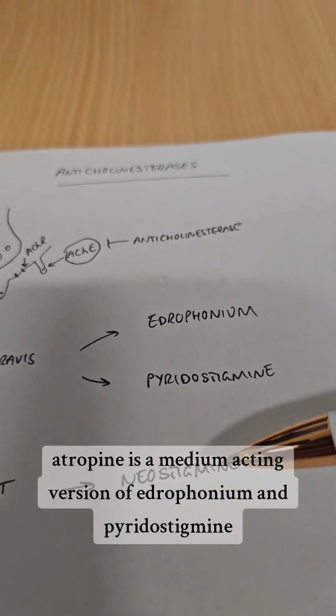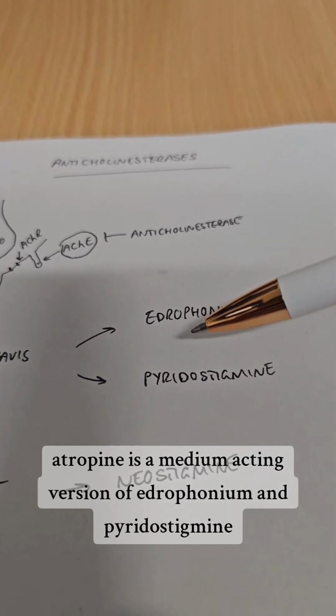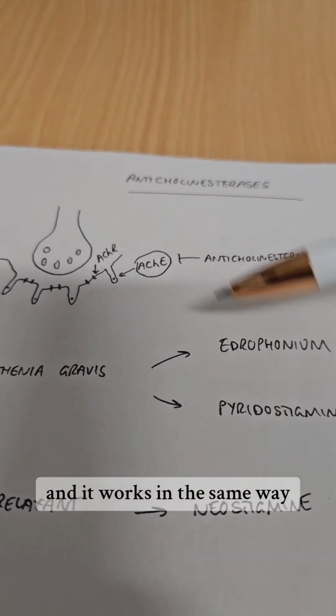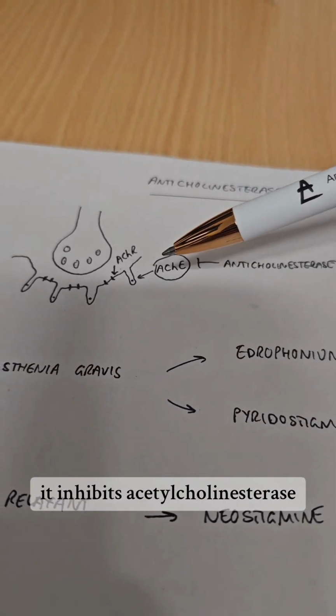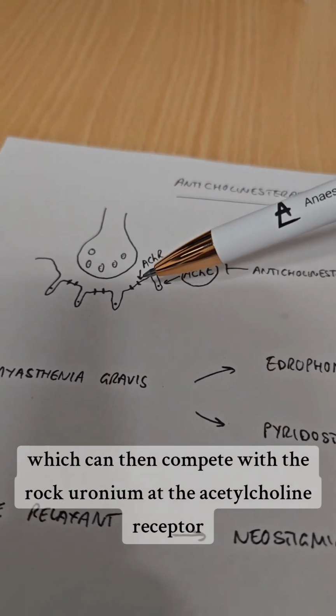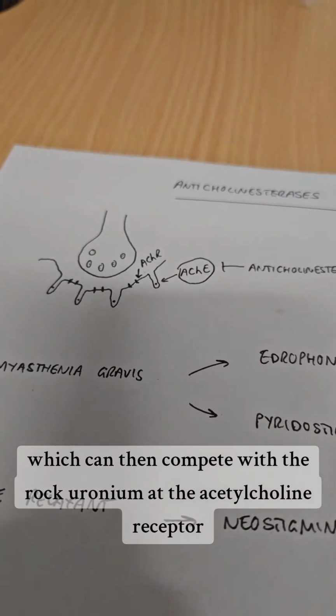And neostigmine is a medium-acting version of edrophonium and pyridostigmine. So it's not as long as pyridostigmine, it's longer than edrophonium, and it works in the same way. It inhibits acetylcholinesterase, produces a huge build-up of acetylcholine, which can then compete with the rocuronium at the acetylcholine receptor.